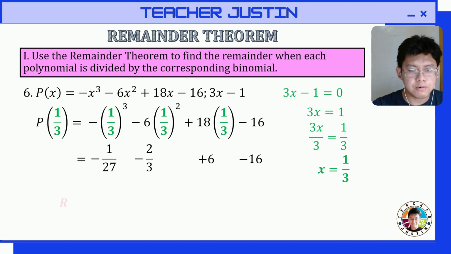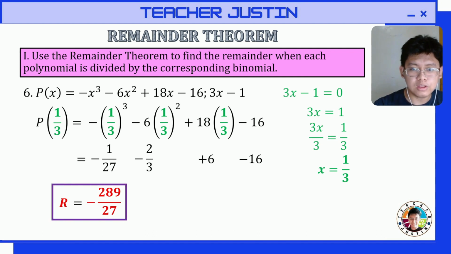Now, let's combine our numbers from left to right. So, we have our remainder that is equal to negative 289 over 27. And that will be the remainder when we divide the polynomial by the binomial 3x minus 1. And that's it! Ta-da! Alright.